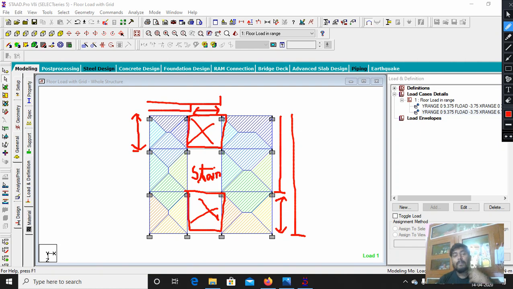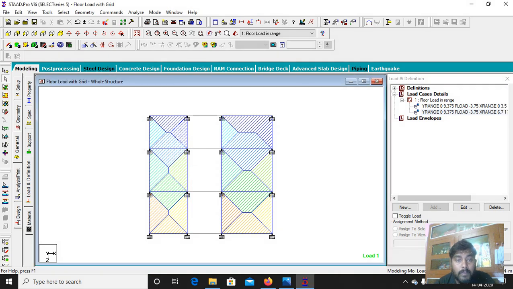So we have to create 2 extra panel loads. How to do that? Let me show you. Let us first define the range. What is the distance of the range? From here to here it is 3.1, from here to here it is 7.1, and from here to here it is 10.95.